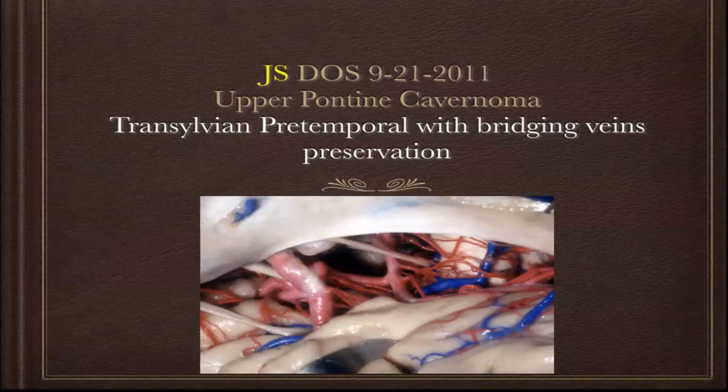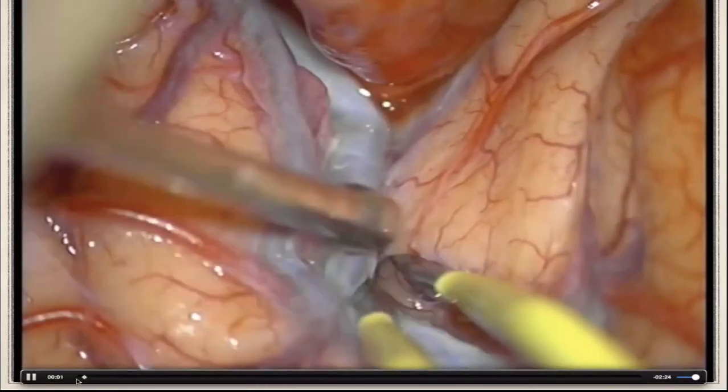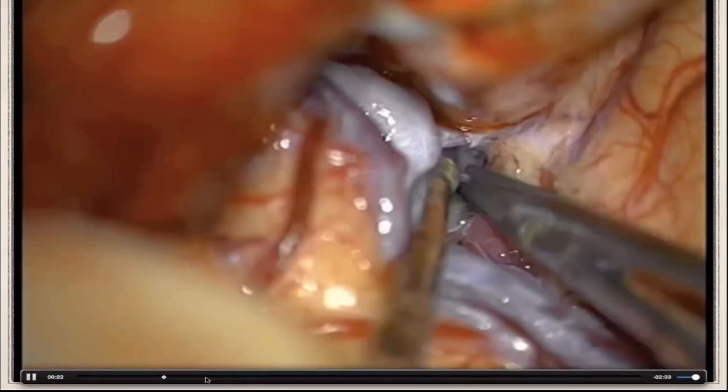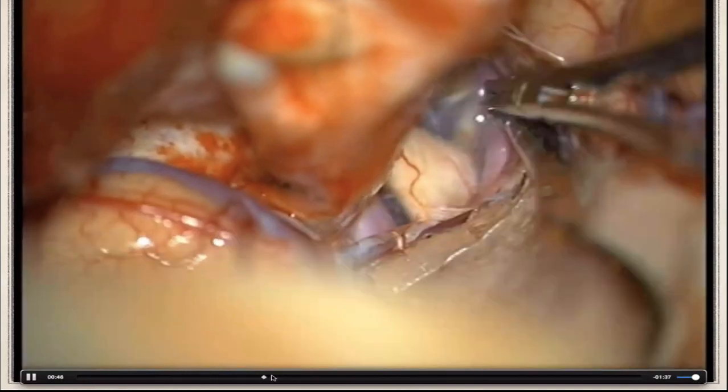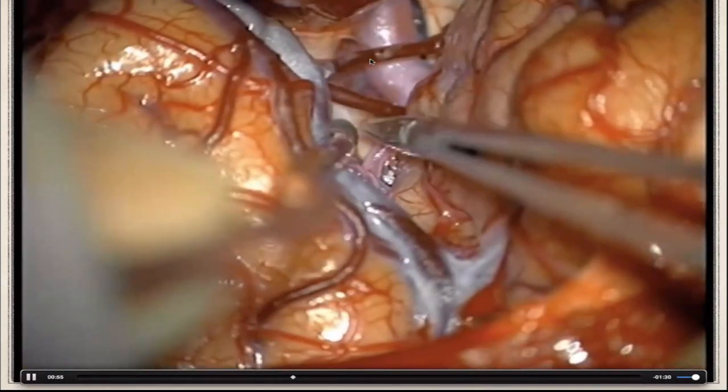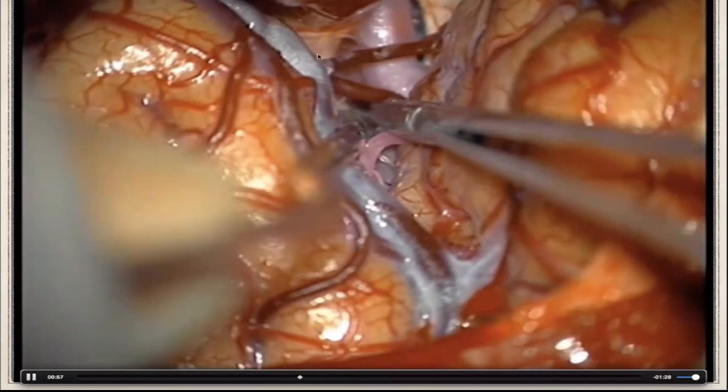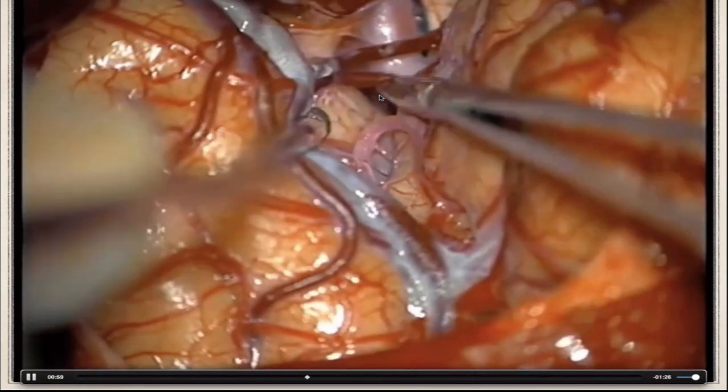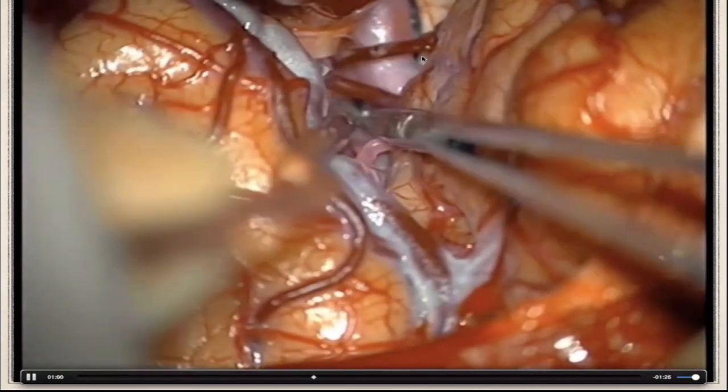I'll go to another now, upper pontine cavernoma. The only reason to show this case is you can work between veins. Please, when you can, preserve veins on your way to cavernomas in the Sylvian fissure. I don't have the imaging to show you, but the only reason is to show you this. You might be tempted, as you're splitting the Sylvian fissure, to cut those bridging veins. There is absolutely no need to.